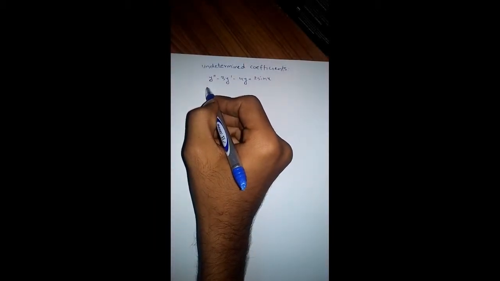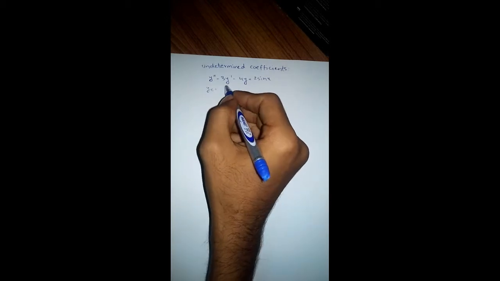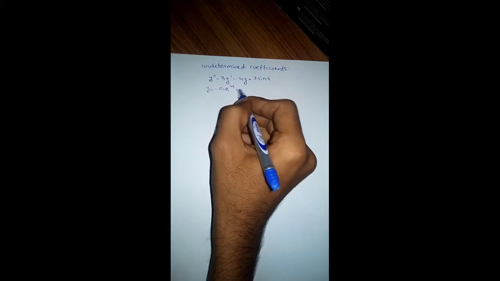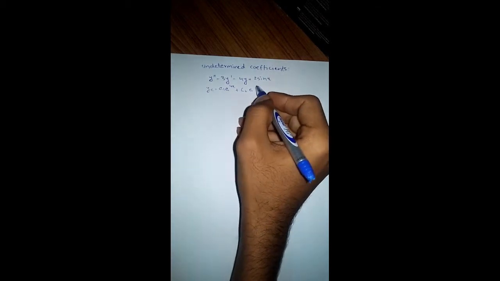So the roots for these equations come out to be, okay, yc comes out to be c1 e to the power 4x plus c2 e to the power minus x. So this is our yc. Now basically what we have to do after this is find the yp of this equation by the method of undetermined coefficients.